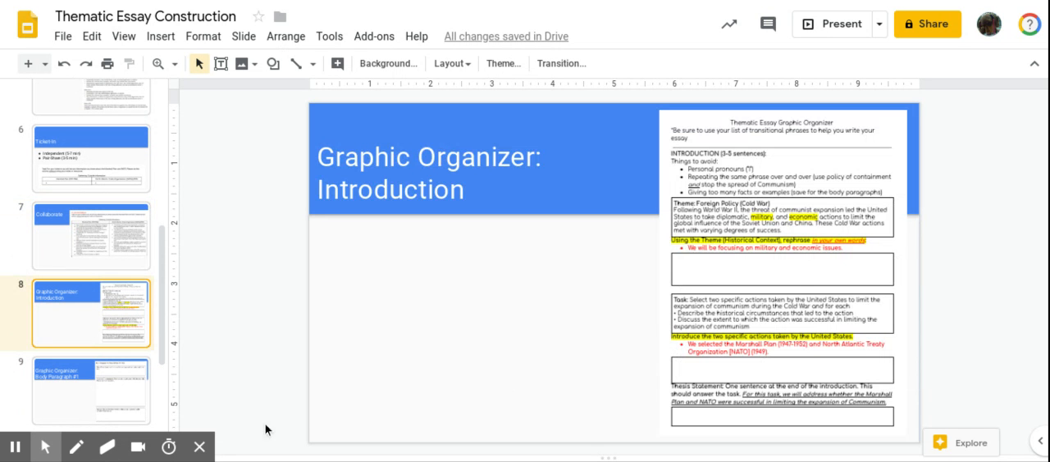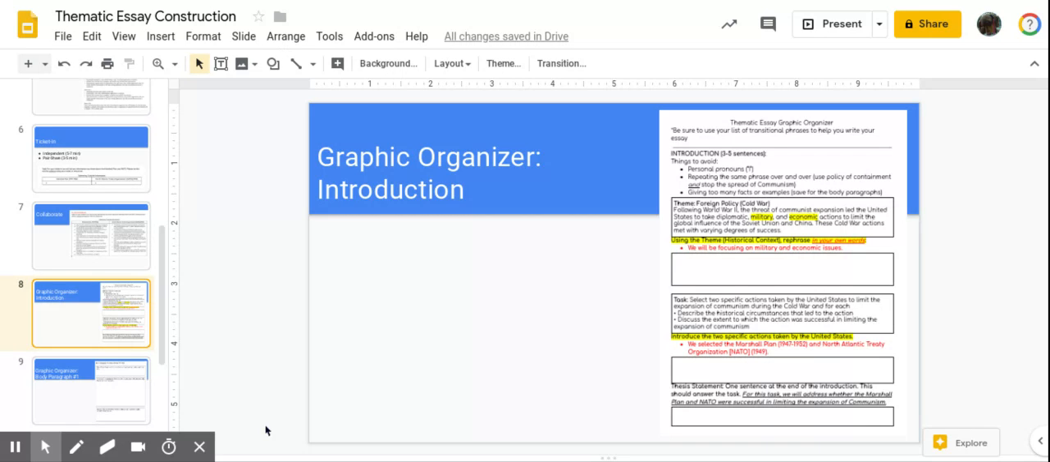So their graphic organizer is going to be starting out with just reviewing what should be in the essay and what should not. So like no personal pronouns, no repeating phrases over and over again, no personal opinions on the topic, and then also not giving away too many facts or examples in your introduction. Save that for the body paragraphs.